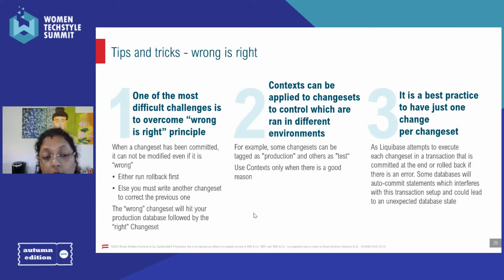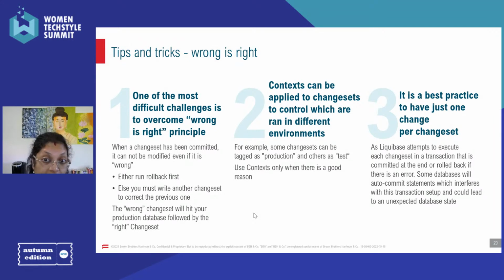So it's always good to test the update and the rollback all the time, because if the wrong change set hits production, then you don't want to roll back at that time, and in that case the only solution you will have is to apply the right change set.